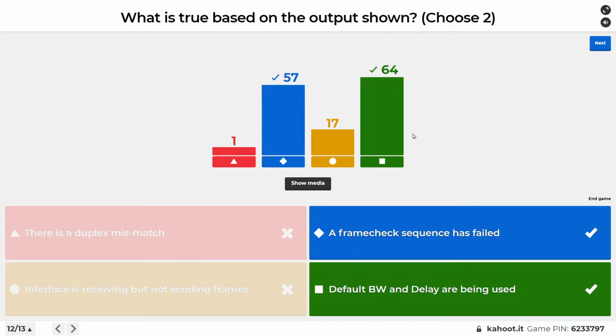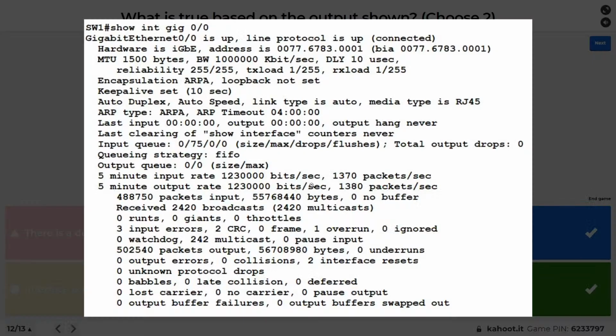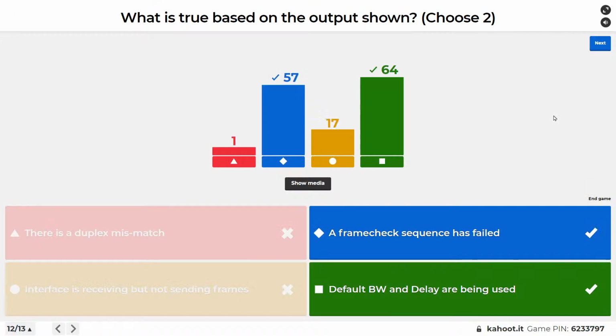Okay, what is true? Oh, wow, nailed it. Nailed it. Wow, that's so great. You guys did great. All right, so we have 3 input errors, 2 are CRC. That's the frame check errors, and CRC is cyclical redundancy check.